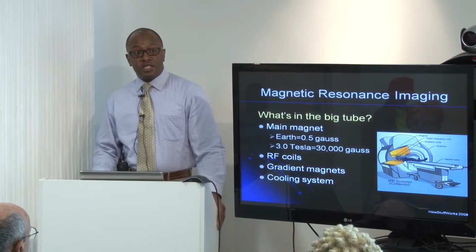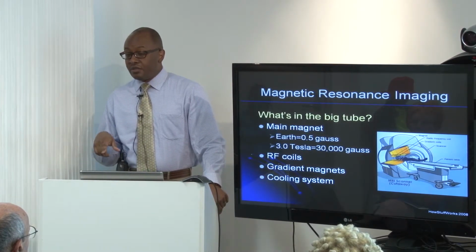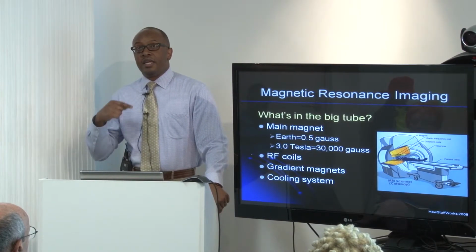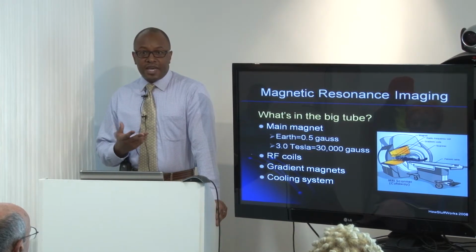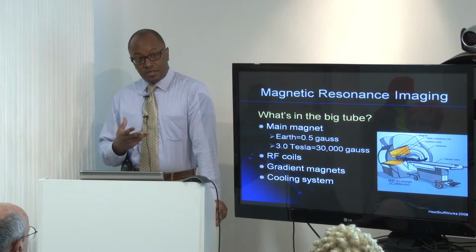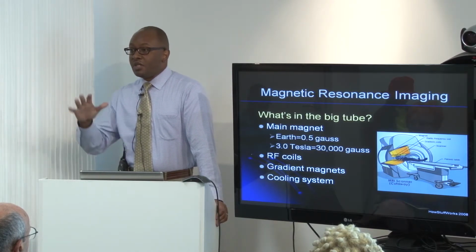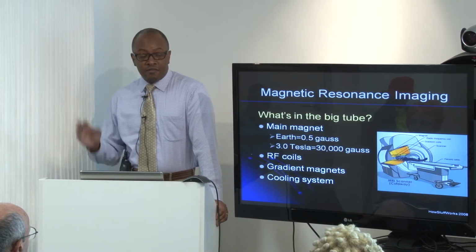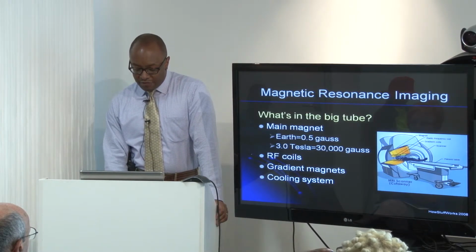And then there's a cooling system because the big magnet is a superconducting magnet, which means that in order to drive the electrons through at a rate that's fast enough to create this strong magnetic field, and at a cost that's manageable, we have to cool everything down very, very low so that the electrons move through efficiently.